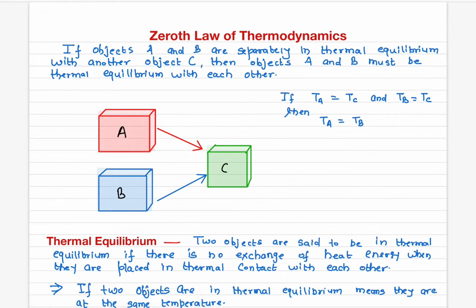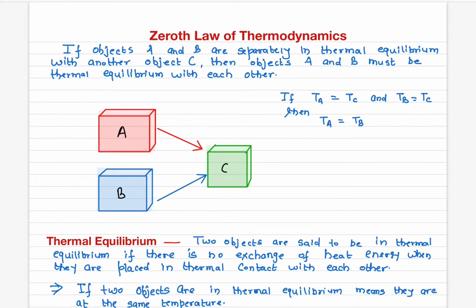What does that mean by thermal equilibrium? So when I say thermal equilibrium A and C, that means object A and C are at the same temperature. Or in other words, when we place them in physical contact with each other, there is no exchange of heat energy between A and C. And it happens only when both A and C are at the same temperature.